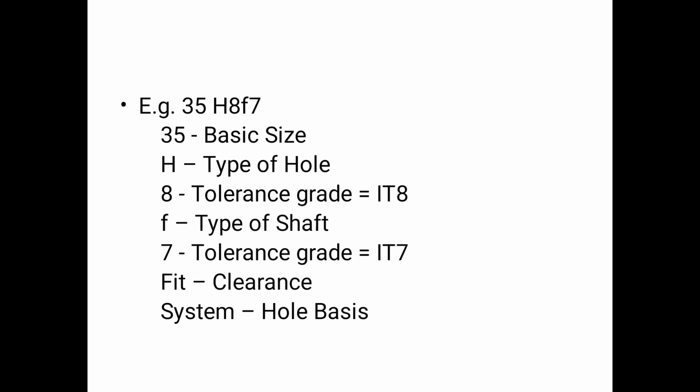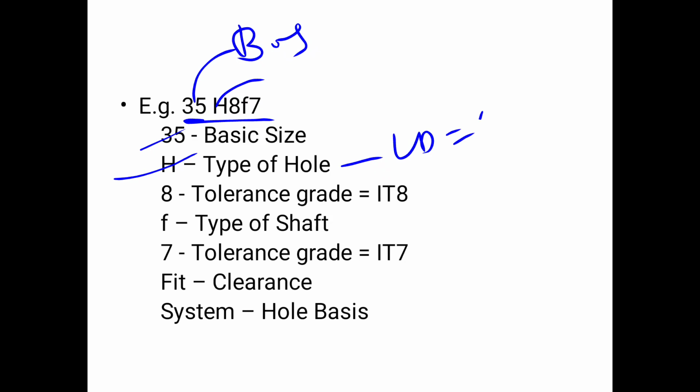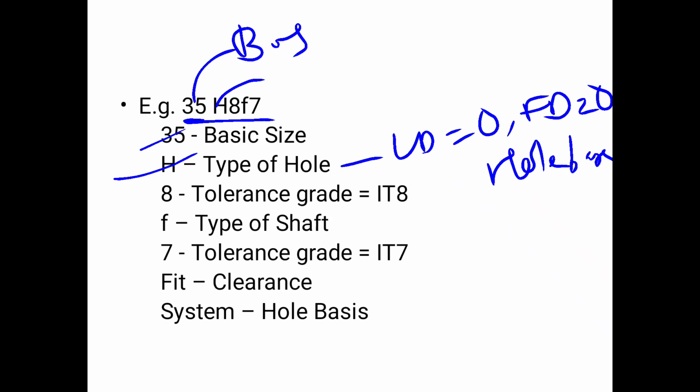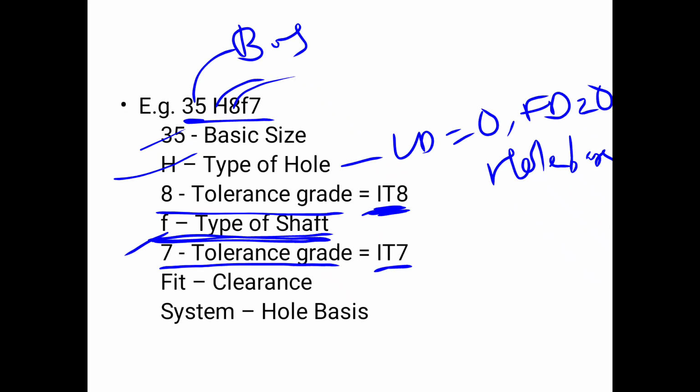Also we can see the second example, 35H8 F7. 35 is the basic size. What is H? The type of hole used is H, having lower deviation equal to 0, hence fundamental deviation equal to 0. Therefore it is a hole based system, as capital H is used in the hole base system. 8 is the tolerance grade, IT8 is used. Then F7 means small f is the type of shaft used, and 7 is the tolerance grade, IT7.